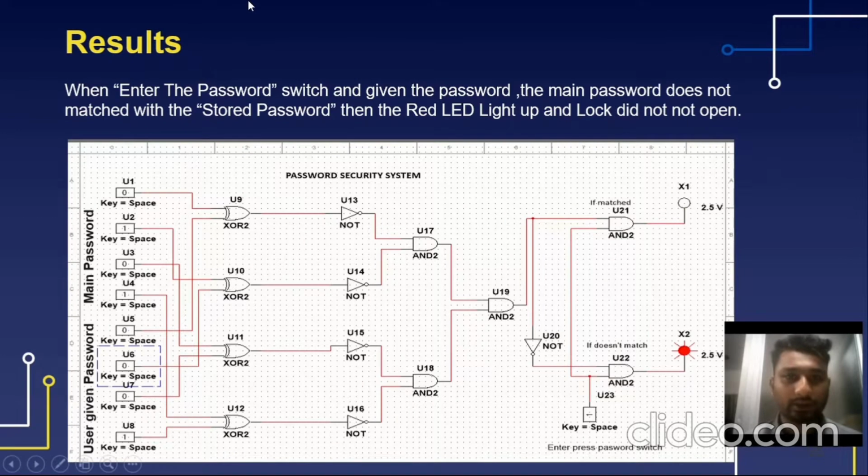When the enter password switch is on and the given password does not match the stored password, then the red LED lights up and the lock does not open. The main password is 0101. When the user gives 0001, U21 does not open, but U22 opens and the red LED lights up. This is an alarming signal and the lock of the door does not open.